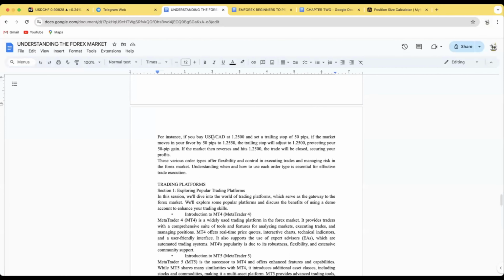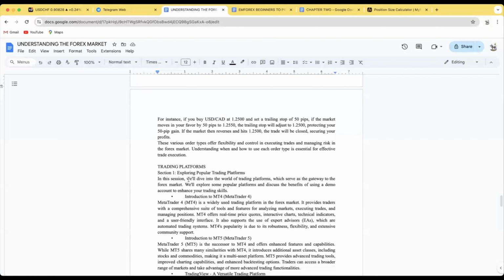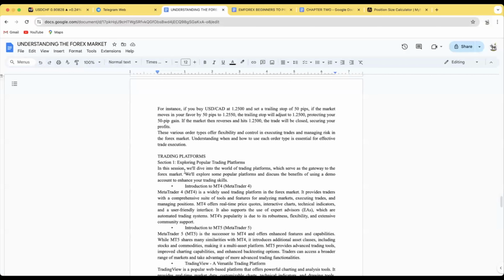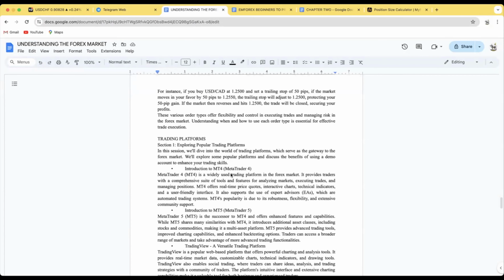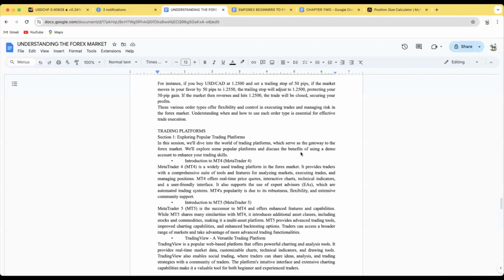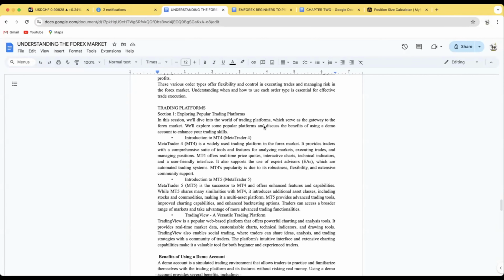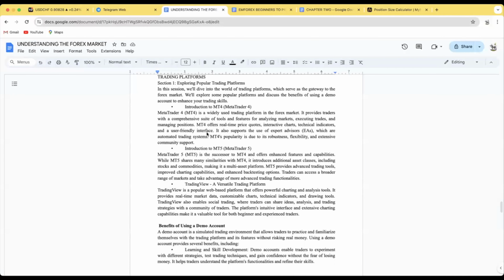Now let's see trading platforms. Okay, so now in section 1, explain popular trading platforms. In this section, we'll be diving into the world of trading platforms, which serve as the gateway to the forex market. We will explore some popular platforms and discuss the benefit of using a demo account to enhance your trading skill. MetaTrader 4. MetaTrader 4 is a widely used platform in the forex market.